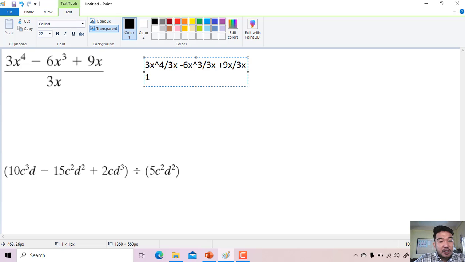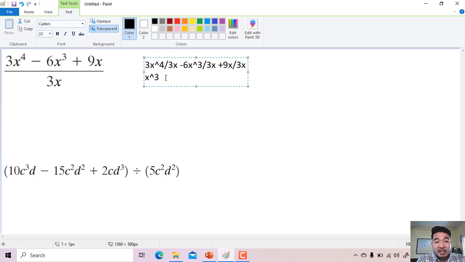And then x to the 4th divided by x. We subtract 4 by 1 because the exponent of the numerator is 4, minus 1. So this will become x raised to 3. And if the numerical coefficient is 1, we do not write it anymore. So this will just be x raised to 3.